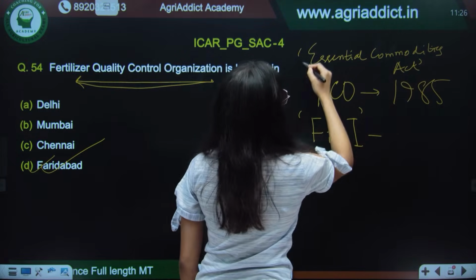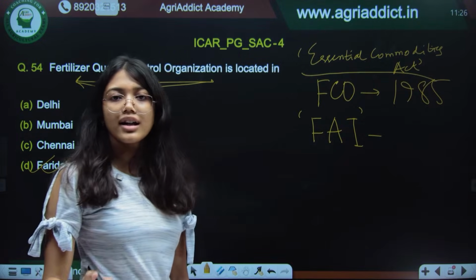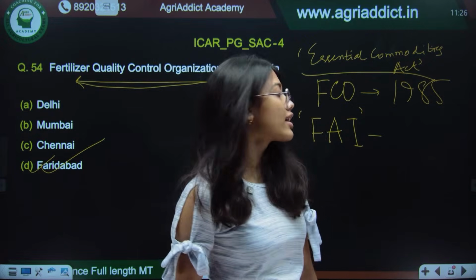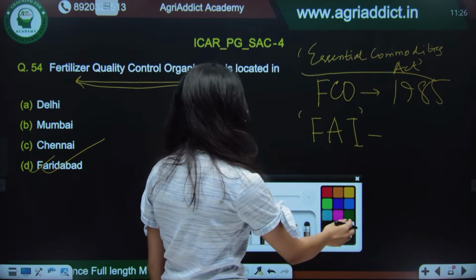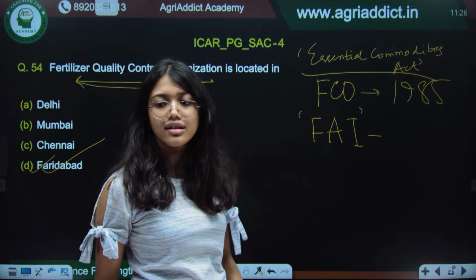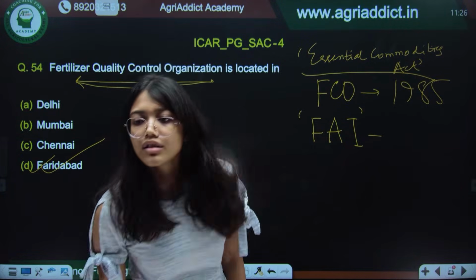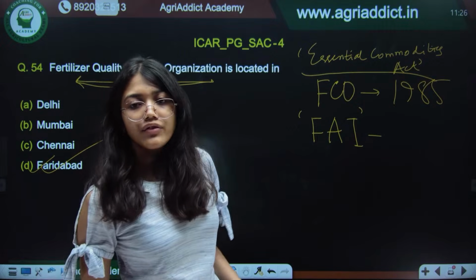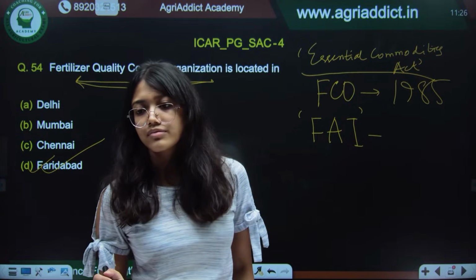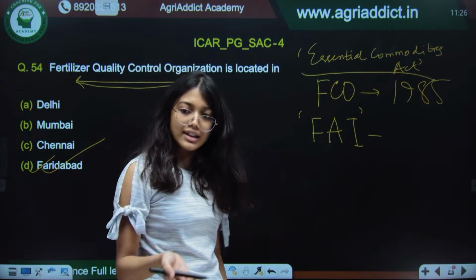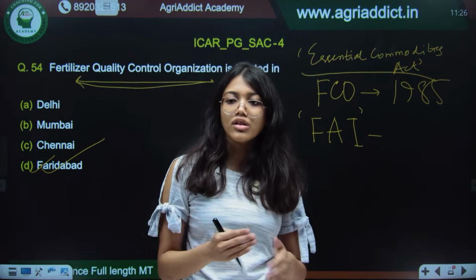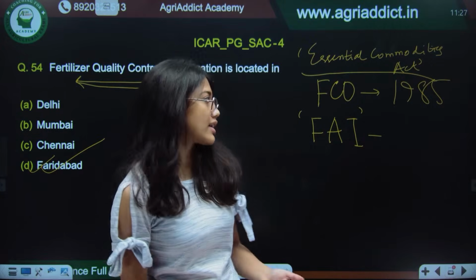Within that Essential Commodities Act, fertilizer was included as an essential commodity, because there was no separate organization for fertilizer control. In 1957, the Fertilizer Control Order did not come. It came later on. Before that, in 1957, there was no such organization handling fertilizers.